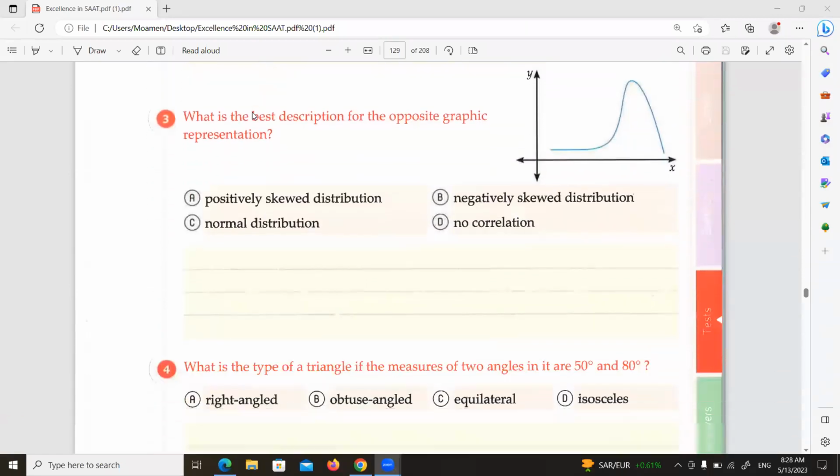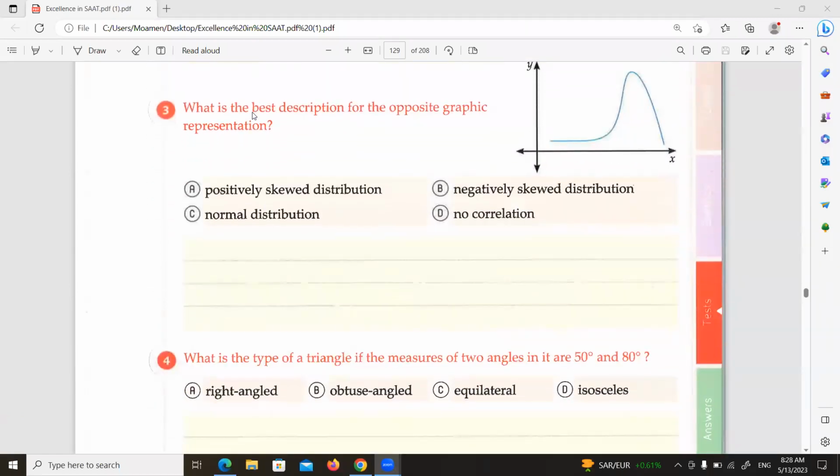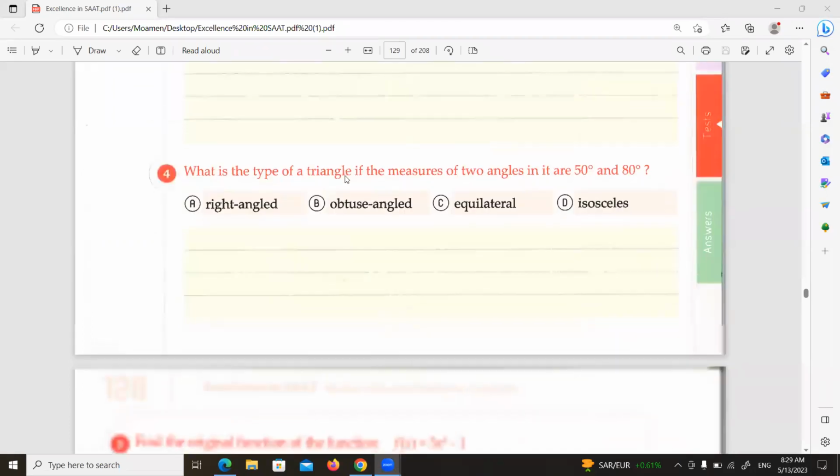The third one asks what is the best description for the graphic representation shown. As we said, we have a normal distribution, and two special cases: a positive skewed distribution, or skewed to the right, or a negative skewed distribution, or skewed to the left. As we have here, the tail is at the left. So it's a negative skewed distribution. Okay, this is the answer of number 3. We're going to number 4.